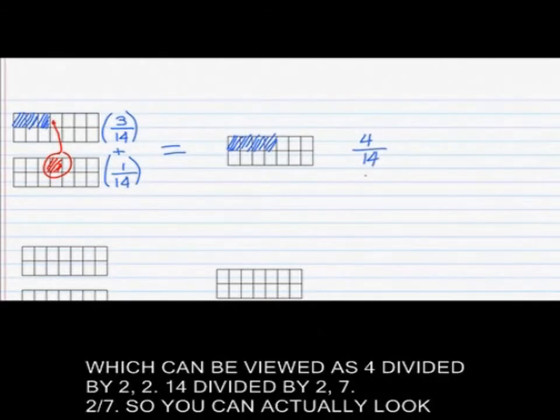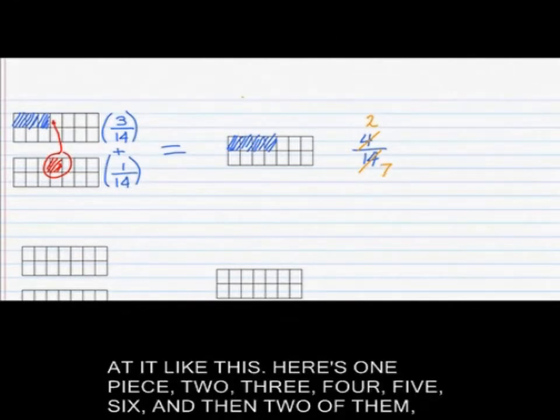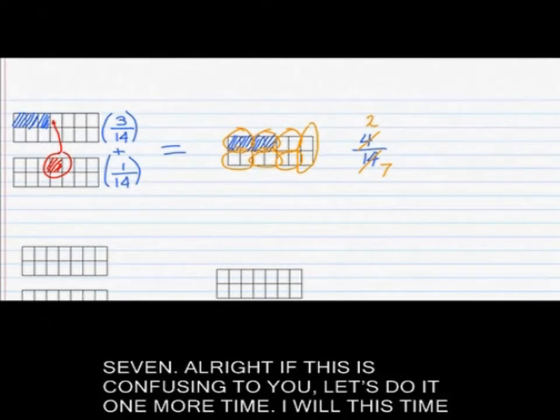which can be viewed as 4 divided by 2 is 2, 14 divided by 2 is 7, 2 sevenths. So you can actually look at it like this. Here's one piece, 2, 3, 4, 5, 6, and then 2 of them, 7. Alright, if this is confusing to you, let's do it one more time.